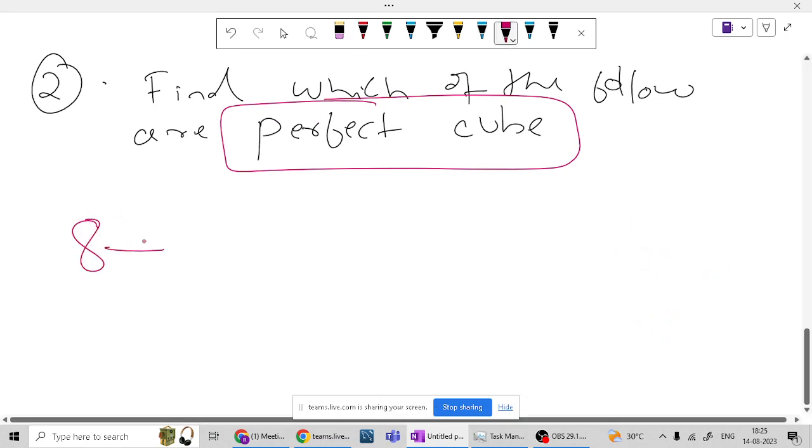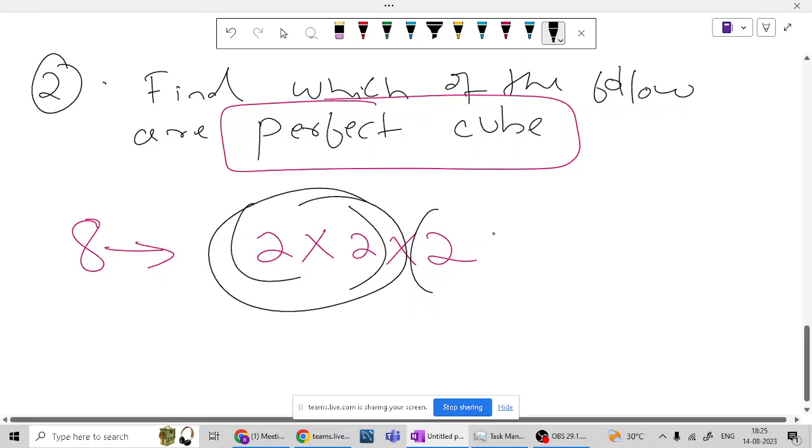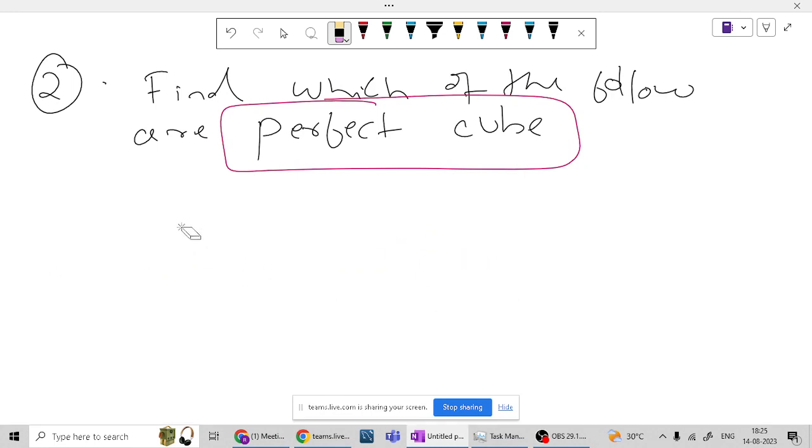What about 8? Is it a perfect square? No, sir, because to make it a perfect square, each number should be present twice. We have only one pair like that; in the other pair, 2 is missing. So 8 cannot be a perfect square, but it is a perfect cube.